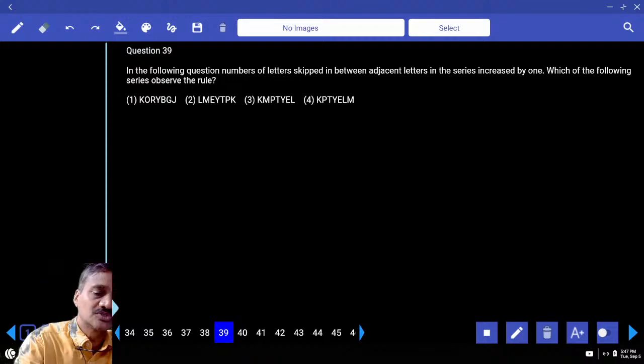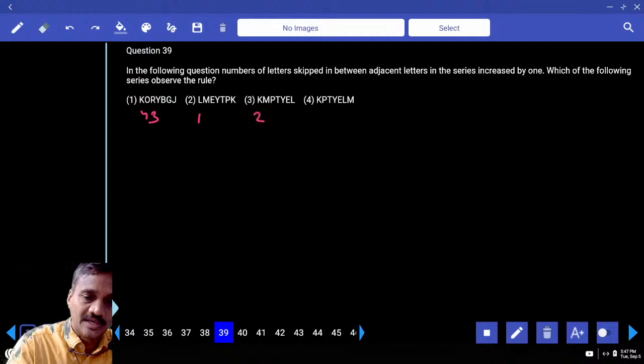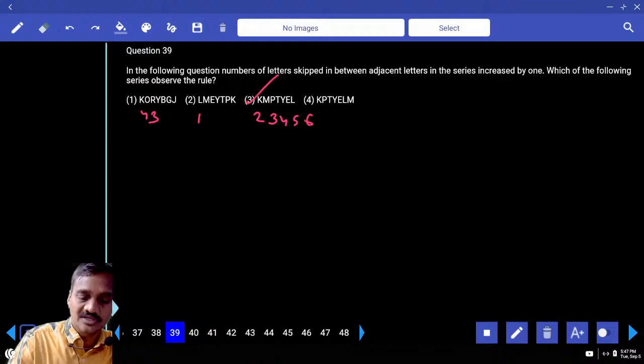The difference is 4. And O and R difference is 3. Isn't it? They are not in an increasing order. L and M, the difference is how much? 1. M and E, it is not following that pattern. K and M, the difference is 2. M and, 3, next one is 4, 5, 6 and so on. Hence in choice 3, all the differences in between the letters are in an increasing order.